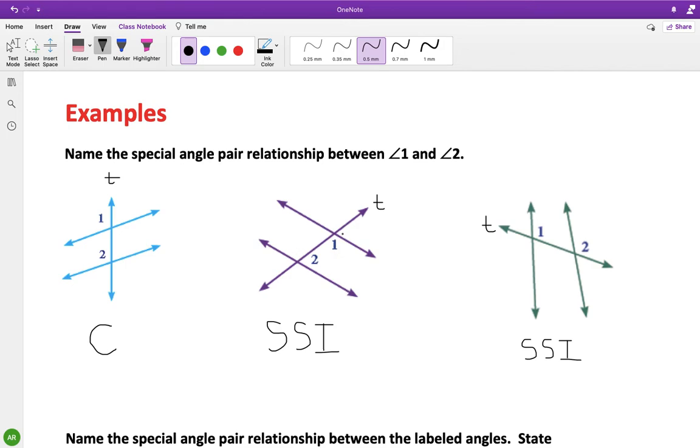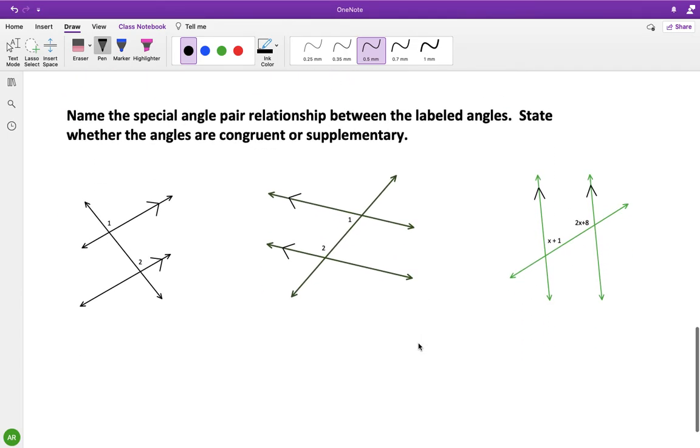So corresponding, oh my gosh, that's wrong. I made a mistake. That is not SSI at all. It happens occasionally. Early in the morning, not enough coffee. So 1's on the inside, 2's on the outside. They're on the same side of the transversal. These are not same side interior. These are corresponding angles. All right. There's my mistake for the day, hopefully.